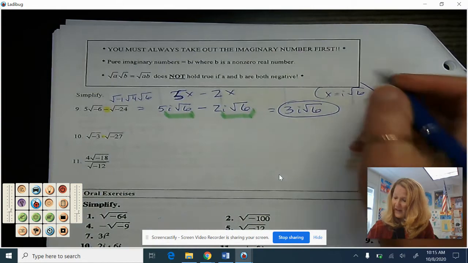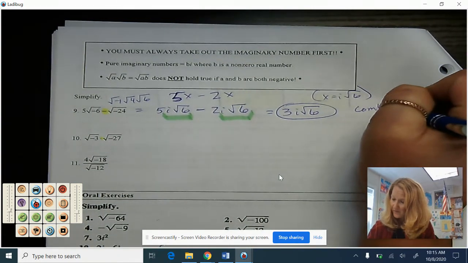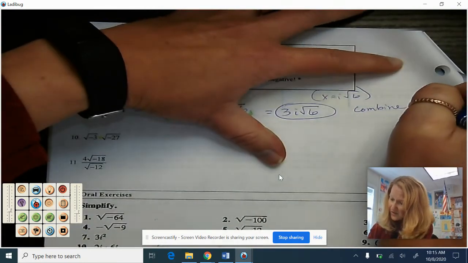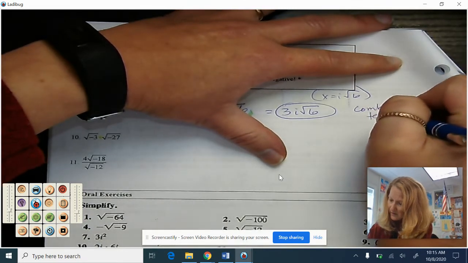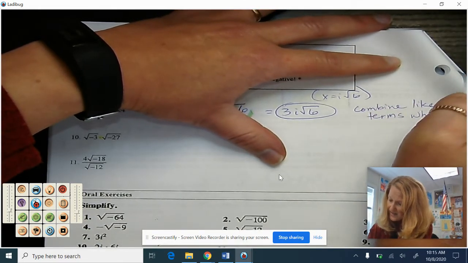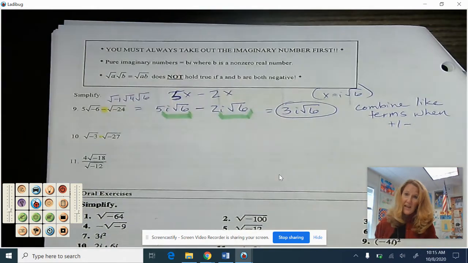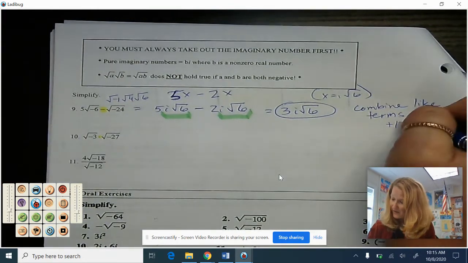Okay, so we are combining like terms. Combine like terms when adding and subtracting. Okay, and simplify first.